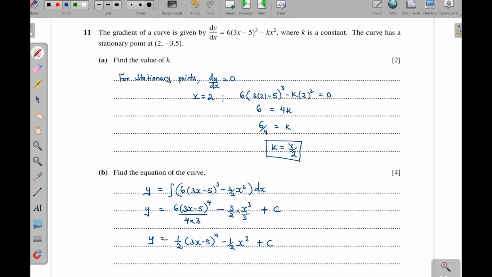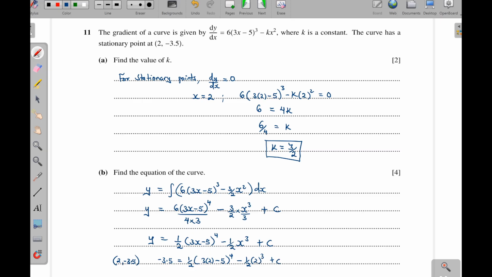You see that? Now, for us to get the value of c here, we shall come back to this point here. This point lies on the curve. So if a point lies on the curve, that means its coordinates must satisfy the equation of that curve. So using this 2 and then negative 3.5, our y is negative 3.5, and then the x is 2. So we shall have a half, then into 3 times 2, which is a 6, then minus 5, that will be a 1, then power 4, again that one is a 1. And then here we are having 2, then power 3.